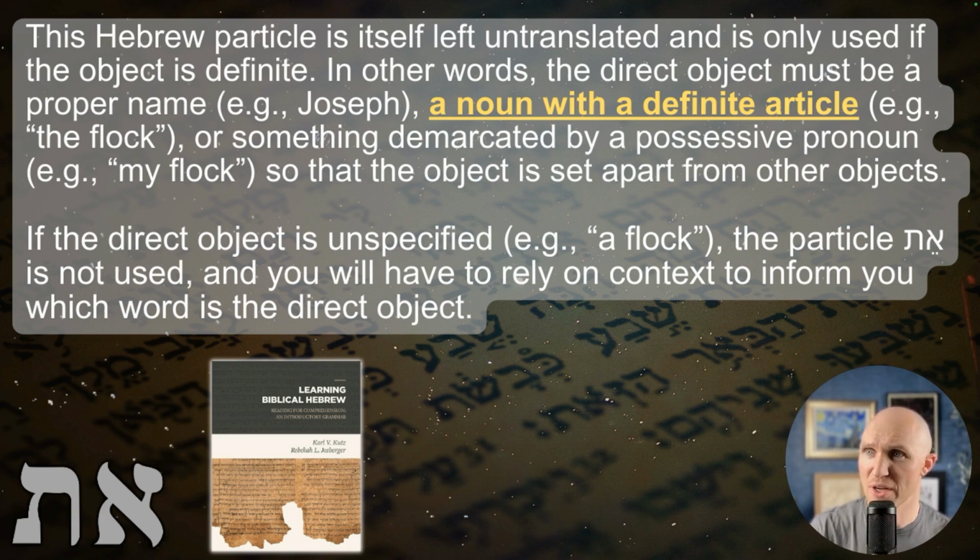In other words, the direct object must be a proper name, example Joseph, a noun with a definite article, example the flock, or something demarcated by a possessive pronoun, example my flock, so that the object is set apart from other objects. Then it goes on to talk about how if the direct object is unspecified, you have to rely on context to figure out which word is the direct object. But you'll see what I have highlighted in yellow, that one of the musts for a direct object in a sentence is a noun with a definite article.